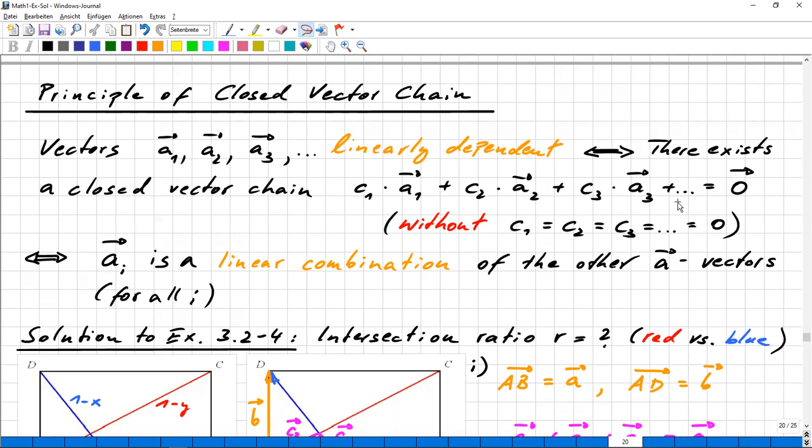Now, if this is the case, linear dependence, then it's also equivalent to saying that any of these a vectors is a linear combination of all the others. Okay, so this is valid for all i. This is what I also told you last time when finalizing the first exercise, which came a little short. So anyway, now the solution to this interesting problem.